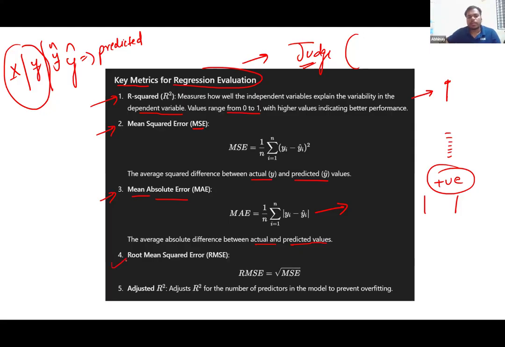After that, we have RMSE, the root mean square error. It is nothing but the root of your MSE value. Whatever you get from there, you just take the square root of it, and you get your RMSE value. Next we have the adjusted R square. Adjusted R square accounts for the number of predictors in the model to prevent overfitting in our data set. This is also based on a mathematical formula.